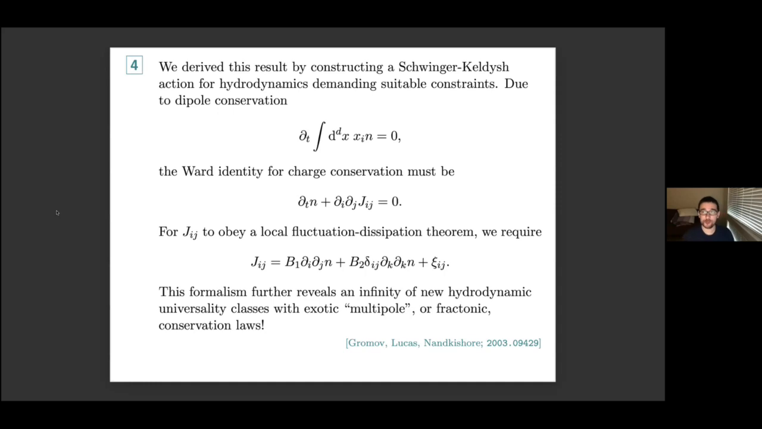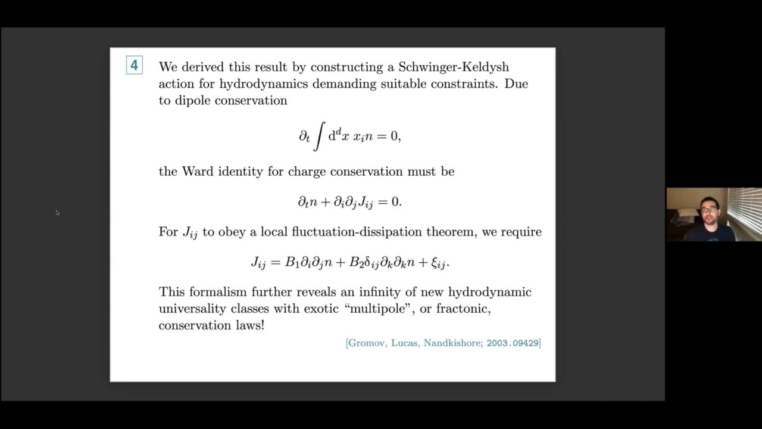The only way this is true in general is if the Ward identity for charge conservation no longer just has the divergence of J, a current with one index. Now we need a Ward identity that involves the double divergence of a second rank tensor. So d_t n plus d_i d_j J_ij equals 0. Again, you might ask, why not just set J_ij to be minus a diffusion constant, delta_ij times rho, or n here. That seems okay from this perspective.